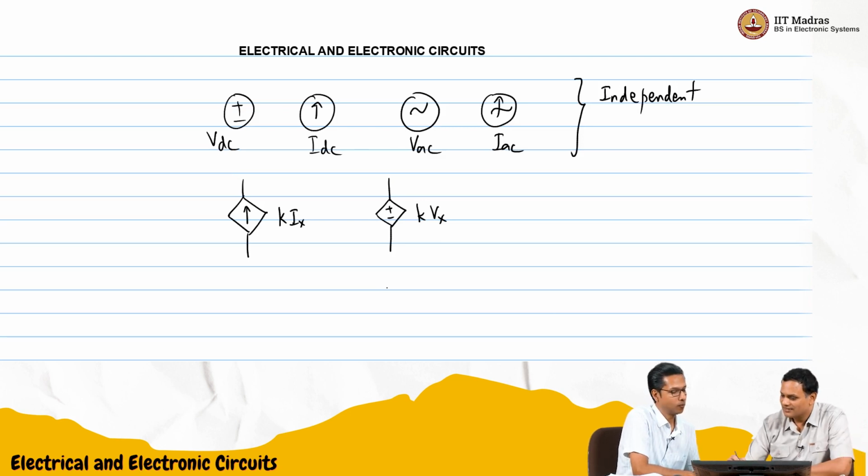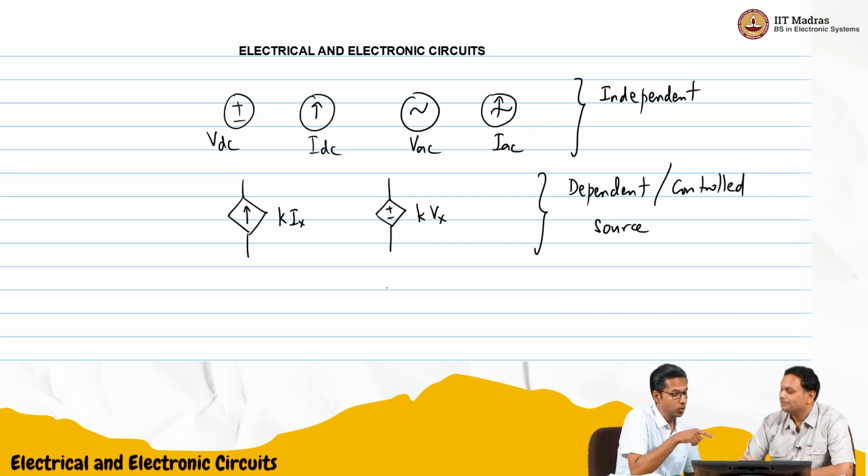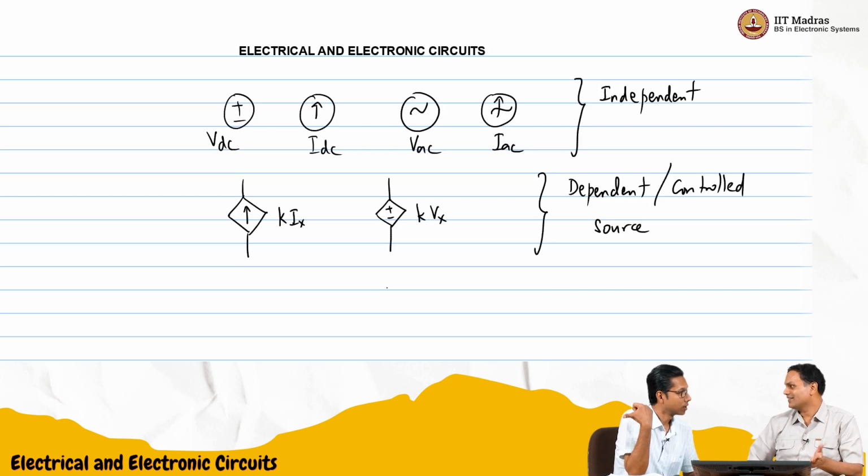But these are called dependent sources. That is why you have this K times IX. That IX probably means something. These would be classified as dependent, or sometimes some people use the term controlled. So the value of this current or voltage depends on something else.